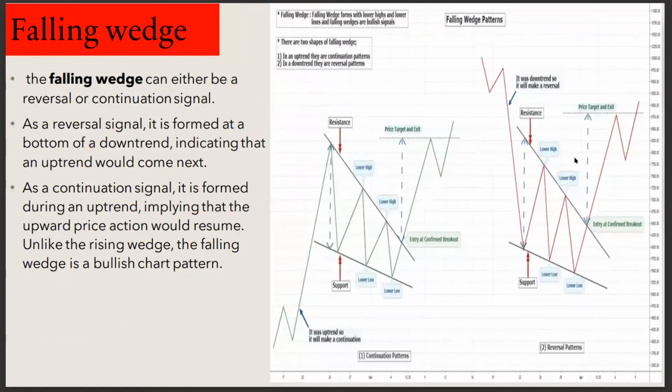Similar to that, this indicates reversal or continuation of patterns. Both the wedges. Any questions, or should I move to the next one?